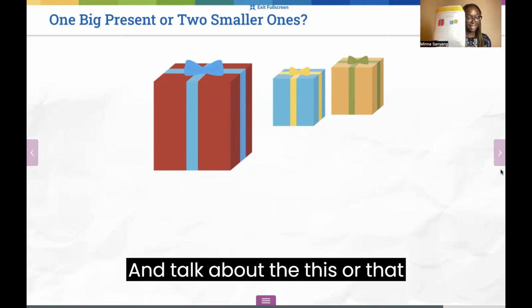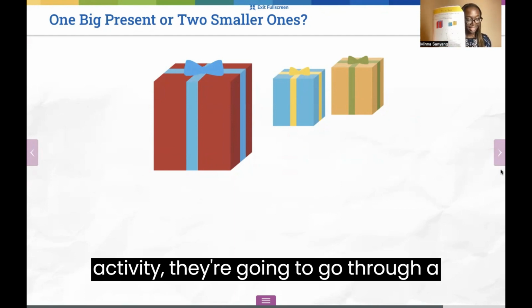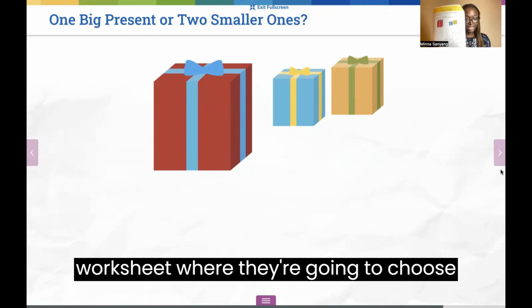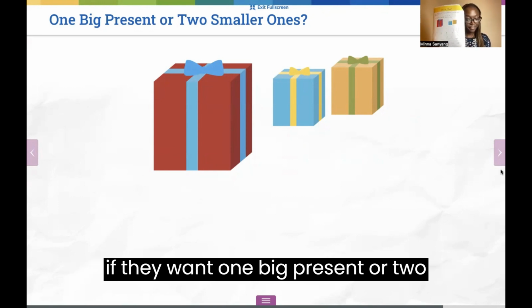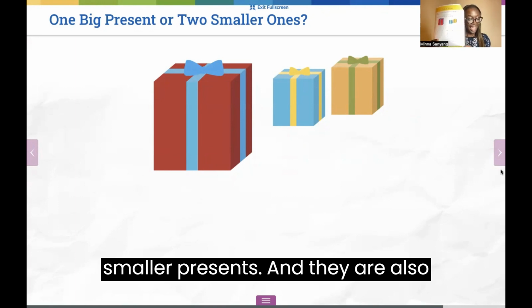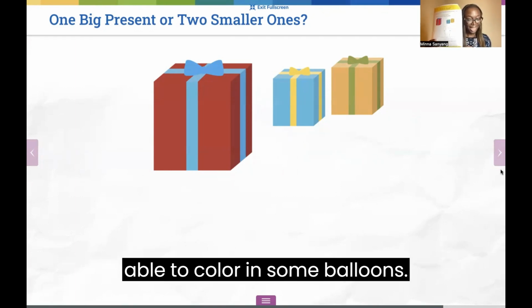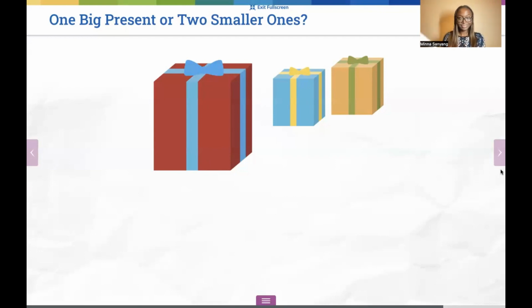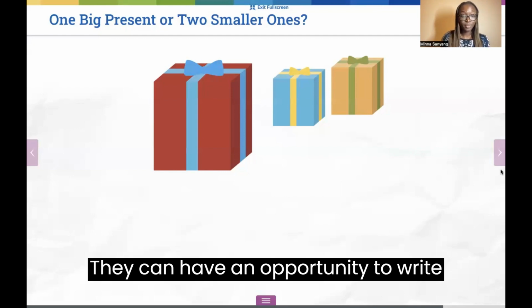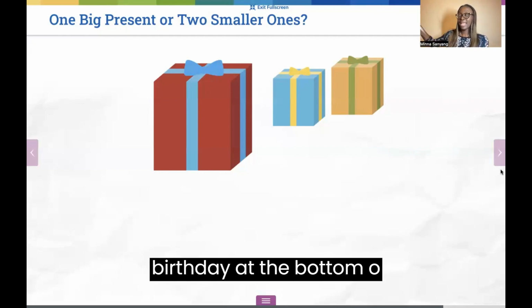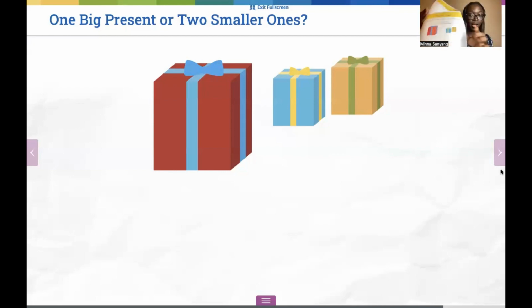and talk about the this or that activity. They are going to go through a worksheet where they're going to choose if they want 1 big present or 2 smaller presents. And they are also able to color in some balloons. They can have an opportunity to write what they would like to have for their birthday at the bottom of the page.